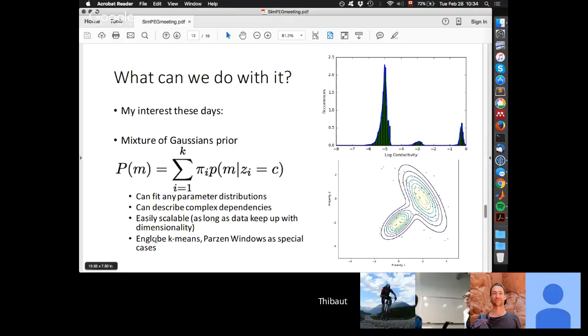And with this formulation, it actually encompasses k-means and Parzen windows as special cases. k-means, for example, would be putting all your covariance matrices the same and proportional to identity. And Parzen windows is like, if you have 500 data points, I'm going to fit 500 Gaussians, so it's going to fit perfectly. There are some tweaks behind that, but we don't need to see it right now.